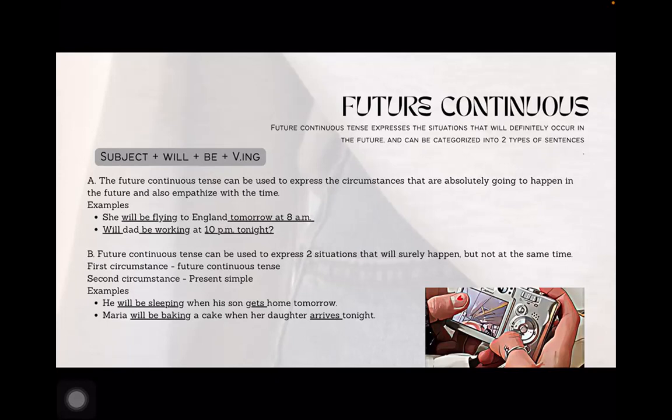Second, the future continuous tense can be used to express 2 situations that will surely happen, but not at the same time. So basically, for the first circumstance, we use future continuous tense, and present simple tense for the circumstance that comes later. For example, he will be sleeping when his son gets home tomorrow.